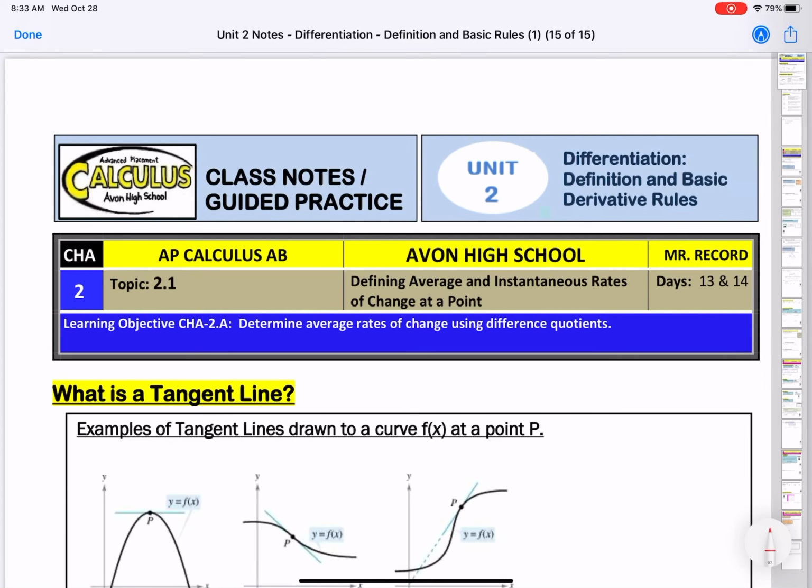Good morning, everybody. Welcome to Unit 2 of AP Calculus. We're going to work through the first lesson in the guided notes packet for Unit 2.